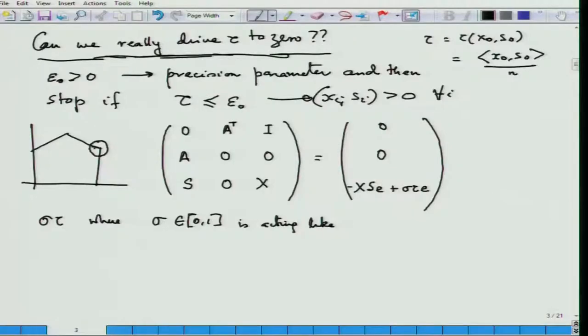This term sigma is called an affine scaling direction, or is acting like a pointer which points towards the central path.